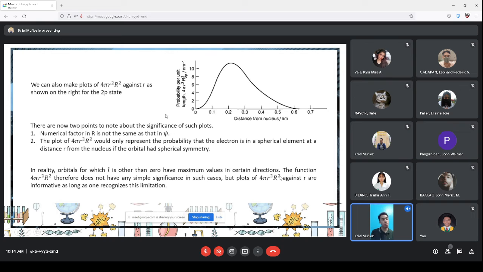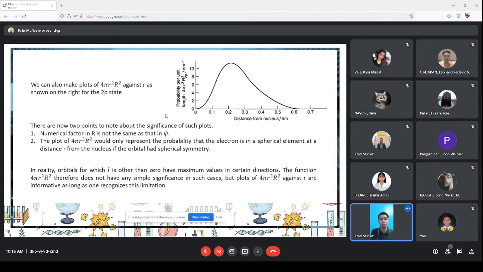There are 2 points to note about the significance of such plots. Number one, the numerical factor r is not the same as psi. Right? Our wave function, class, is different from just our radial function. Because your wave function is the product of your radial equation, your phi equation, and your theta equation. So this has no angular dependence. And number two, the plot of 4 pi r square would only represent the probability that the electron is in a spherical element at a distance r from the nucleus if the orbital had spherical symmetry. So we are trying to make everything spherical here.